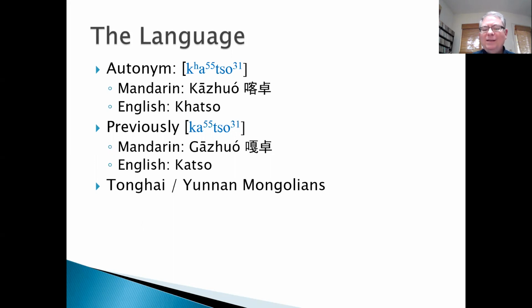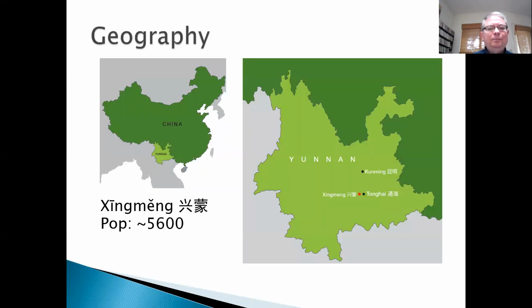So I mention all of these things because in the literature, you will find all of these terms depending on when the literature was published. Locally, by the way, no one knows any of these terms. They're just referred to as the local Mongolians or the Tonghai Mongolians or the Yunnan Mongolians. And we'll talk about that in a second.